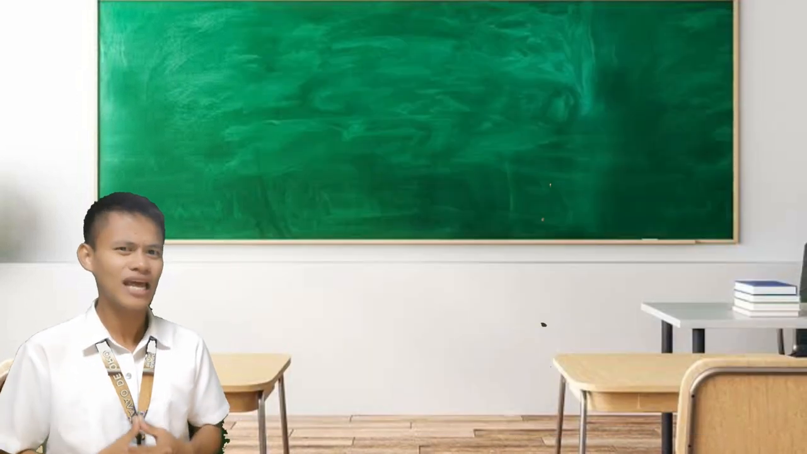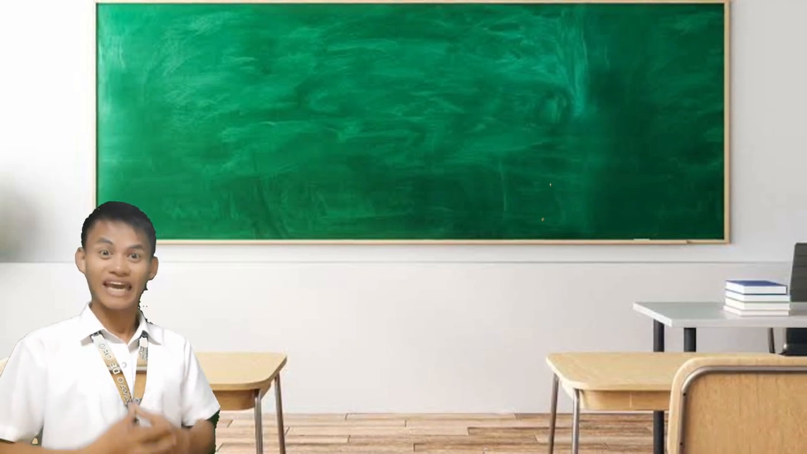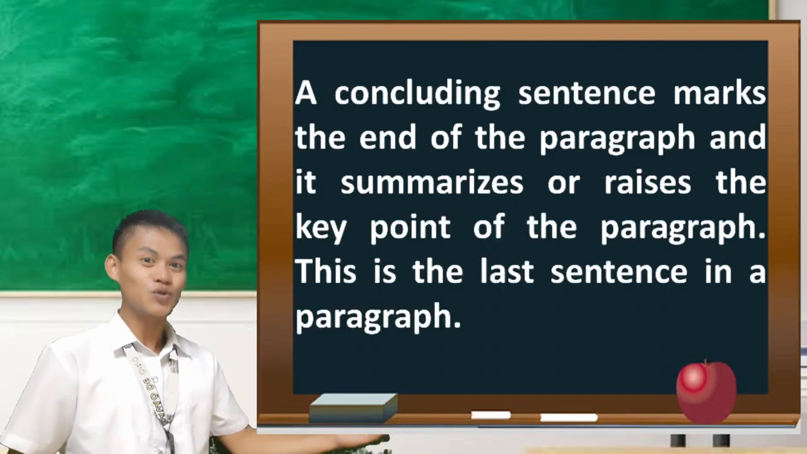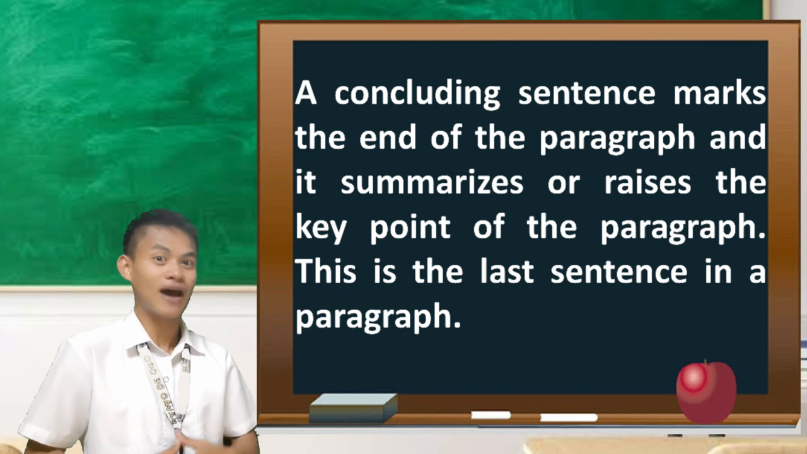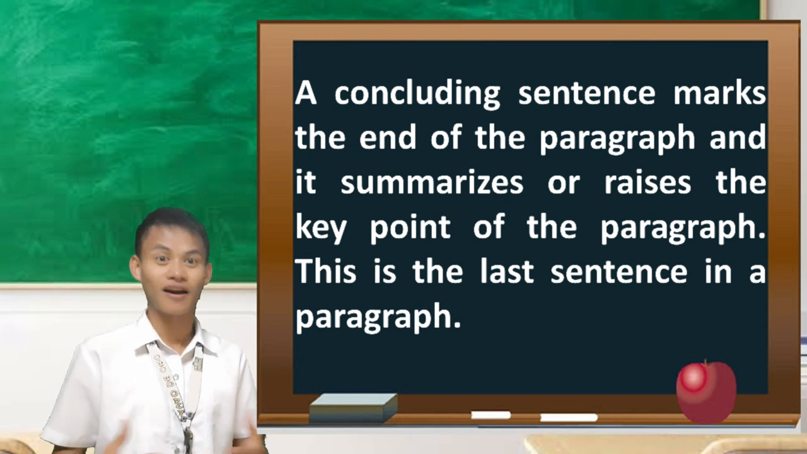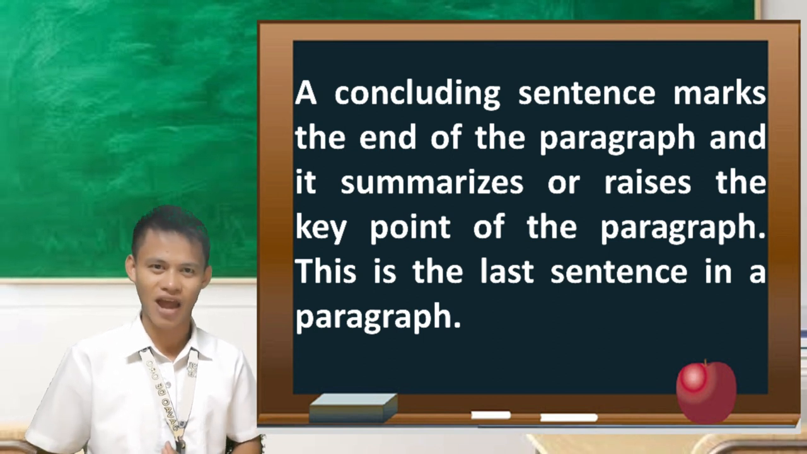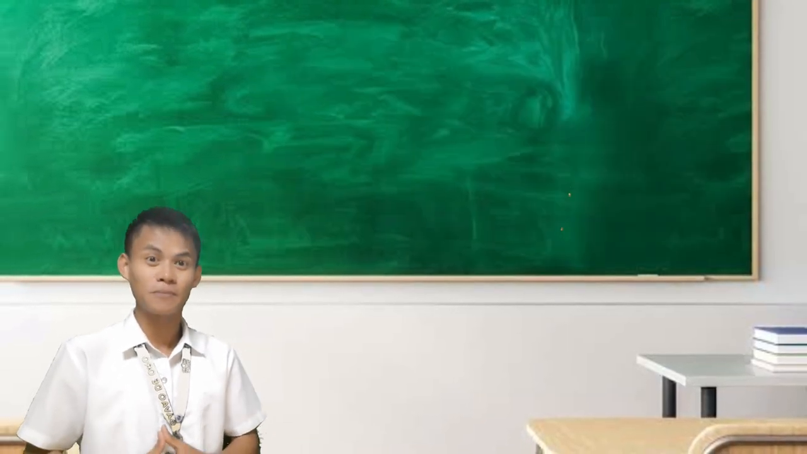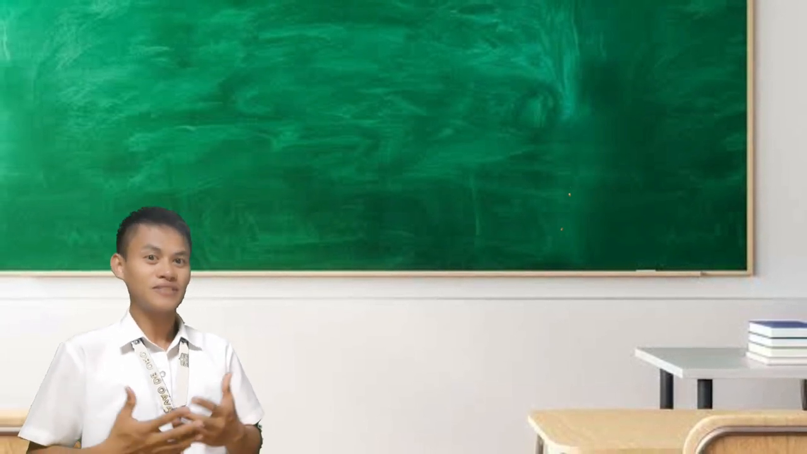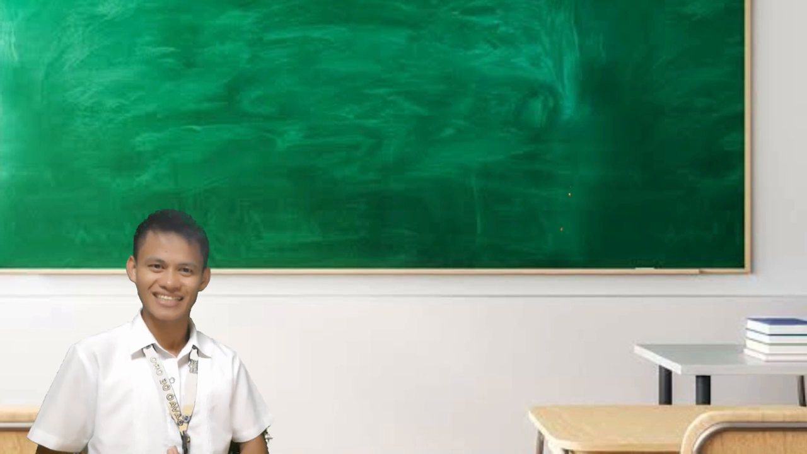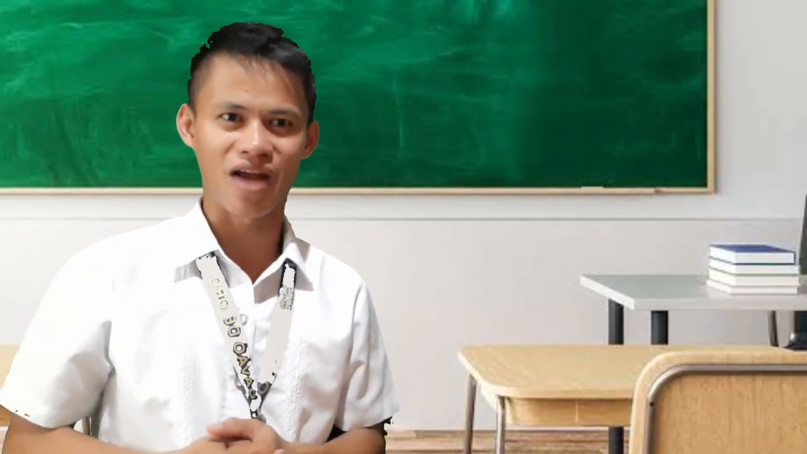What is the connection of the last sentence to the topic sentence? What is a concluding sentence? A concluding sentence marks the end of the paragraph, and it summarizes or raises the key point of the paragraph. This is the last sentence in a paragraph. To recognize a simple paragraph, you have to consider all of its parts, from the beginning up to the last sentence.